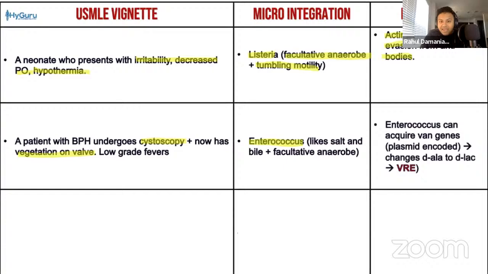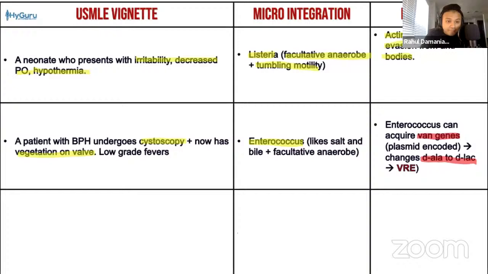And enterococcus can acquire the Van gene, which is plasmid encoded, and subsequently can change the peptidoglycan cell wall structure from D-ala-D-ala to D-ala-D-lac. And that is what causes vancomycin-resistant enterococcus. We're going to re-review that at the end of the webinar, but you've got to understand that enterococcus can actually cause that change in the peptidoglycan D-ala-D-ala structure.